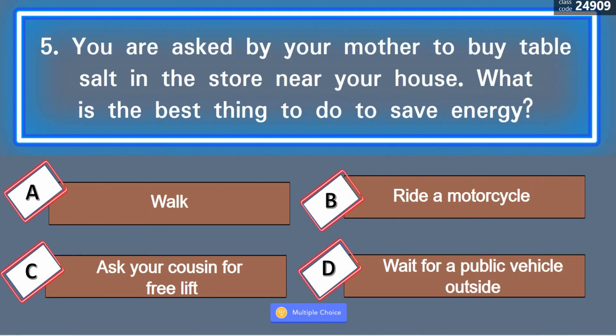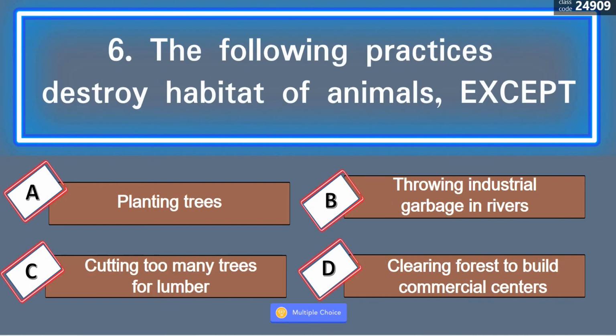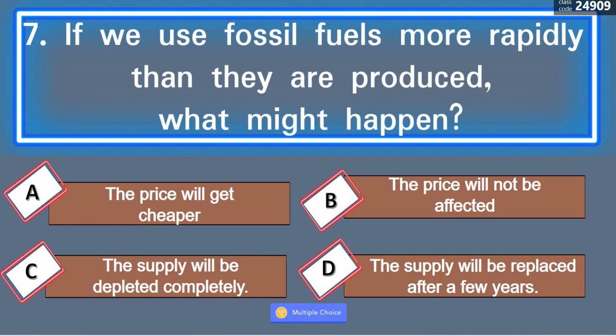Let's move on. Number 5. You are asked by your mother to buy table salt in a store near your house. What is the best thing to do to save energy? Walk, letter A. Correct. Number 6. The following practices destroy habitat of animals except planting trees. That's correct, letter A. Number 7. We use fossil fuels more rapidly than they are produced. What might happen? Yes, the supply will be depleted completely.